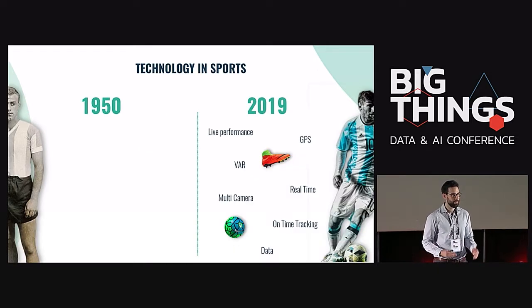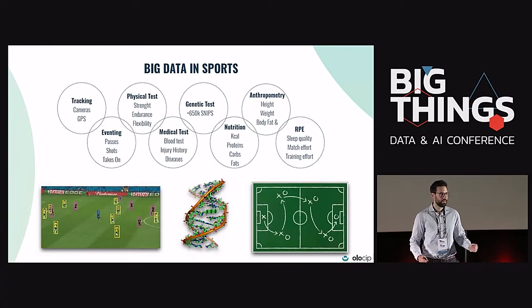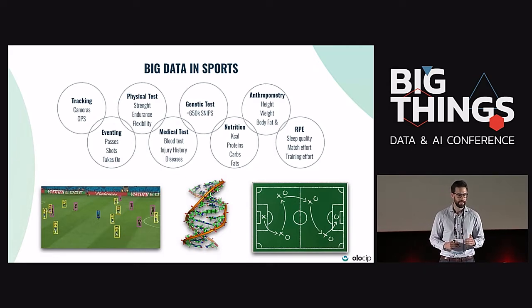And although 70 years ago, talking about technology in sports sounded like science fiction, nowadays, all the sport clubs and institutions take advantage of technology to improve their performance. So now we have access to a wide variety of extremely useful data sources. For example, tracking data obtained with cameras or GPS, eventing with the actions performed by the players during the matches, and other types of data like medical tests, nutrition, and even genetic data.